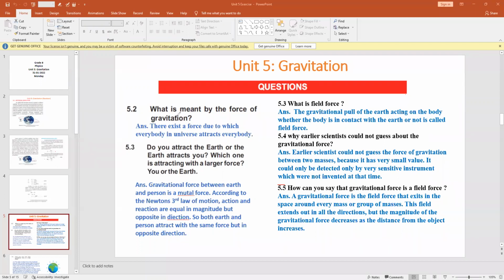Okay. The first question is 5.2, that is, what is meant by a force of gravitation? You just write the definition. There exists a force due to which every body in the universe attracts every body.